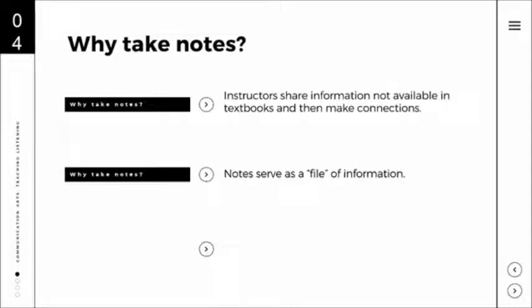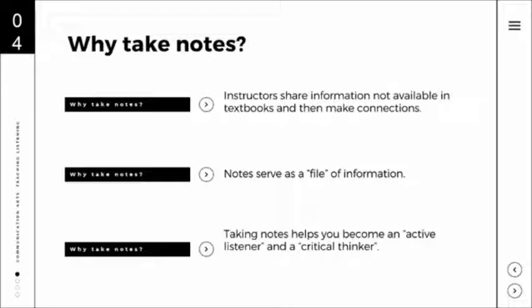The next reason, notes serve as a file of information. They become a storehouse of information for better use, like preparing for an examination or writing a paper, or for the use in more advanced courses. And more or less, when you go to the higher level, your notes can help you remember concepts that you had when you were in the lower level.